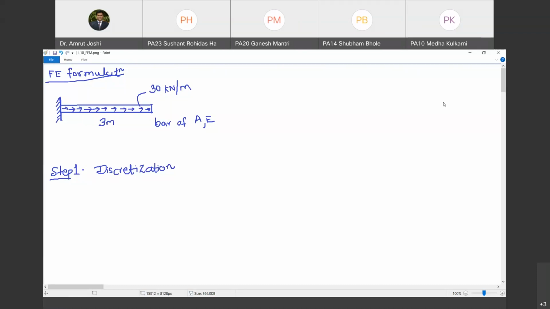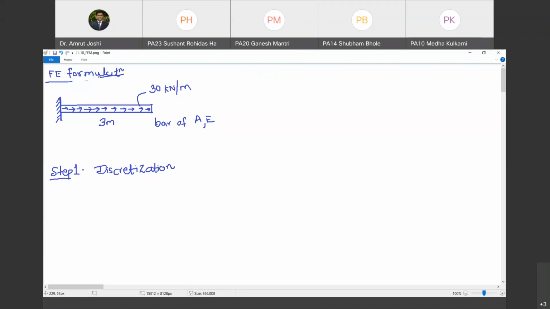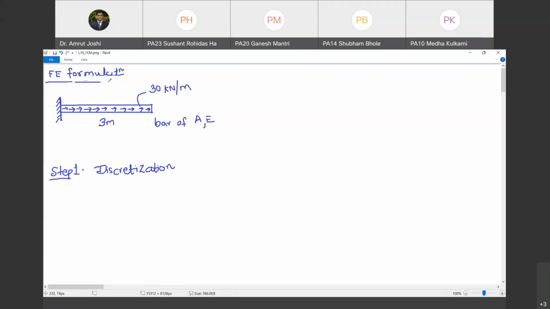To explain all that, I am not going to explain it theoretically. Instead, I have considered a problem. In this problem, we are going to look at all the steps that are involved in finite element formulation using variational principle. So let us start.